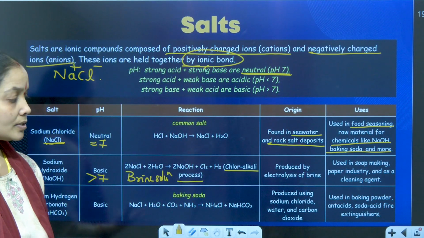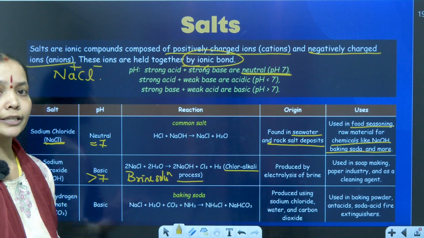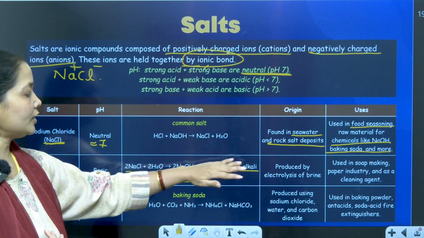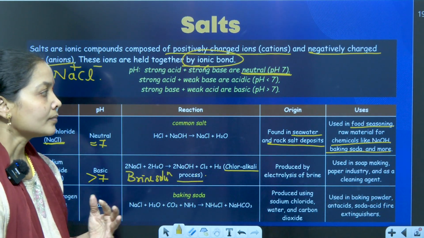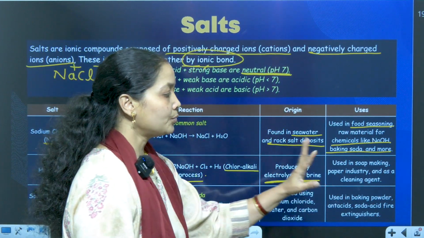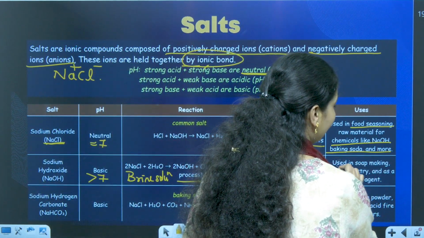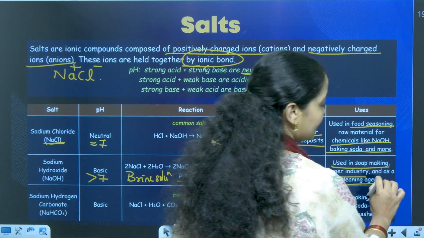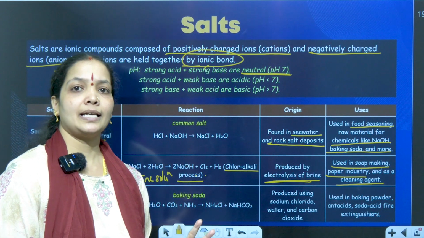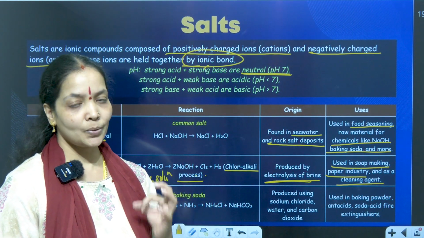In the chloralkali process, brine solution is the input, where electrolysis with 2 electrodes connected to a battery takes place, and there are 3 outputs where we collect Cl2, H2 and NaOH. The origin of the production is electrolysis of brine, as I told you just now, and the uses will be, this is majorly a basic product, so it is used in making soaps, in the paper industry, as well as a cleansing agent. 3 important uses you have to memorize. Pakka in the board exam, the formation of any salt is given with its use and pH value. You have to learn this.